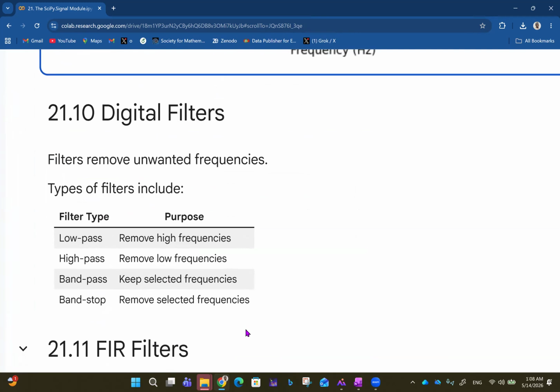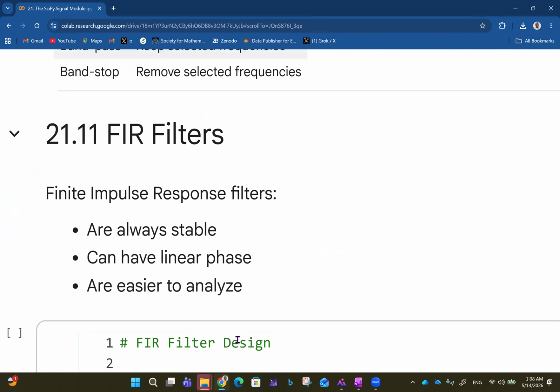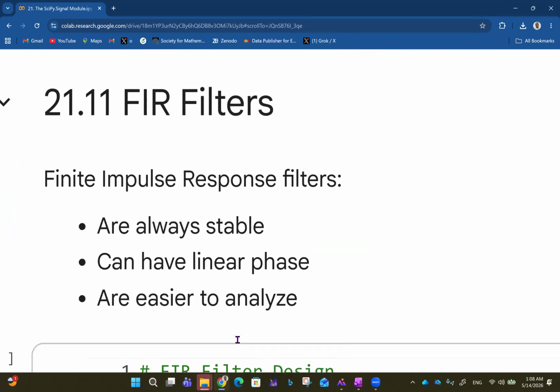So we talk about digital filters. Filters remove unwanted frequencies. Types of filters include low pass, which removes high frequencies, high pass, which removes low frequencies, band pass, which keeps selected frequencies, and band stop, which removes selected frequencies. Depending on what exactly you want to achieve, you can have a low pass, high pass, band pass, or band stop filter.